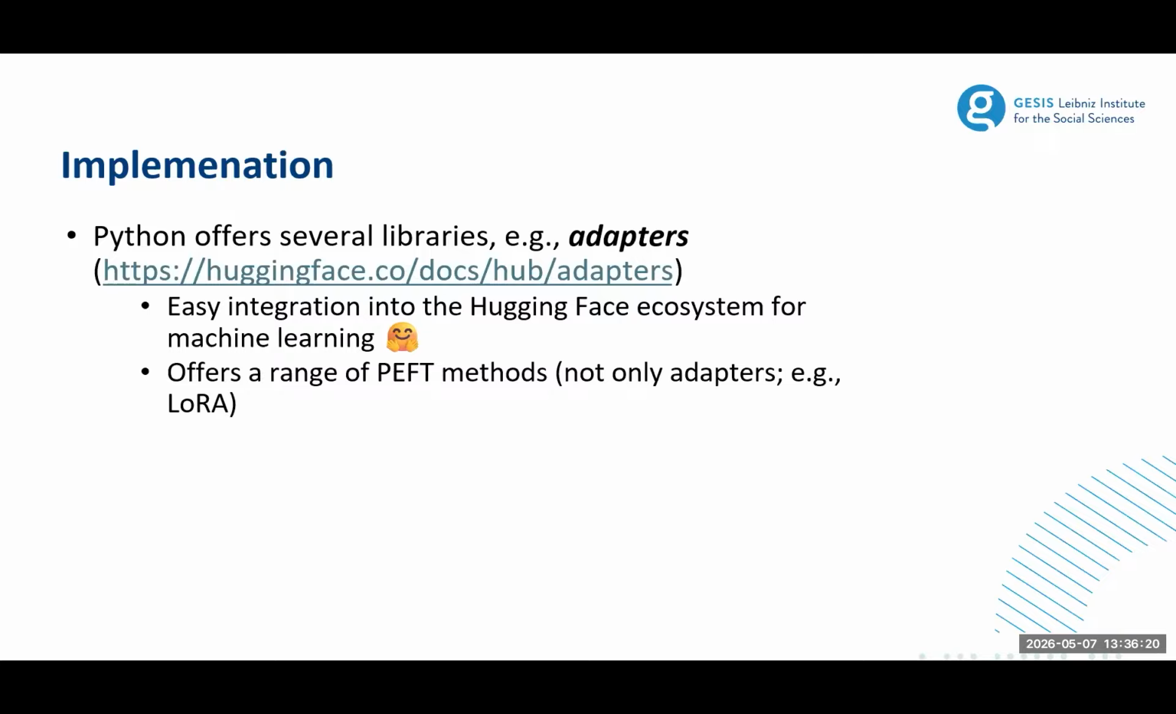This will be very intuitive for you if you have already worked with the transformers library in the Hugging Face ecosystem. What is good about the adapters library is that you do not only have the adapters that we learned about today, the bottleneck adapters, but they also offer a range of other methods for parameter efficient fine-tuning. For example, LoRA is a very famous one. And you can just plug and play.